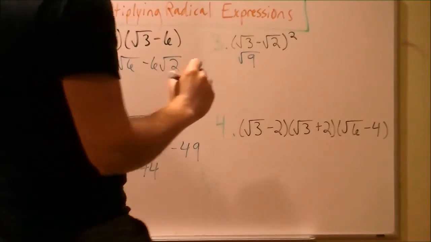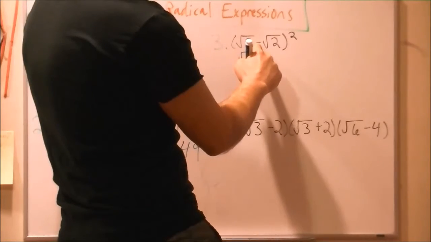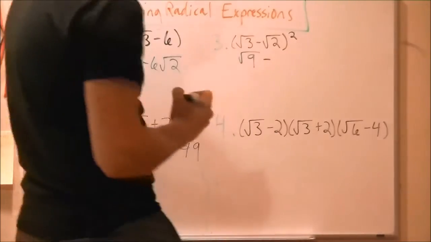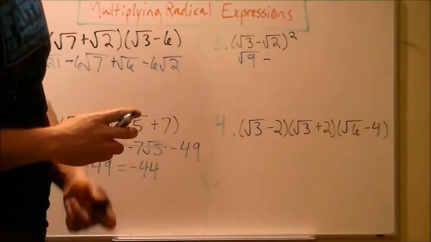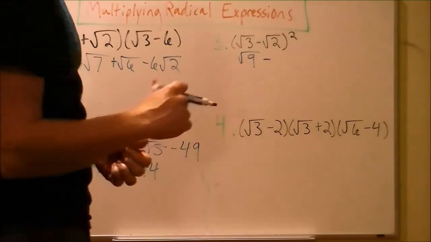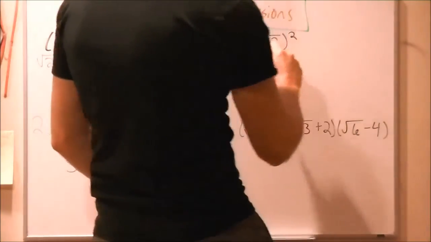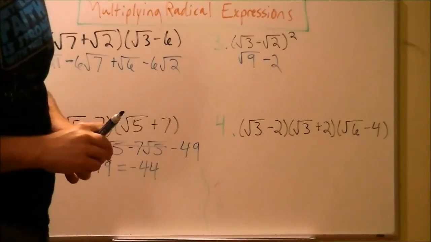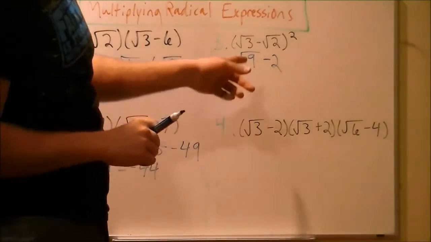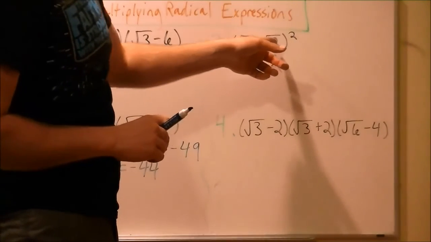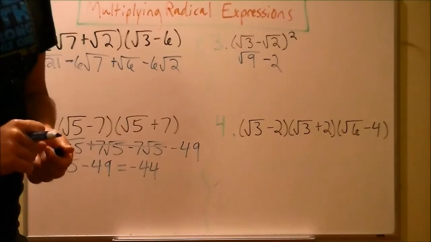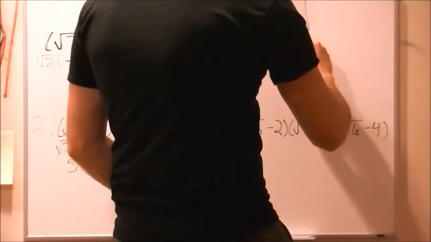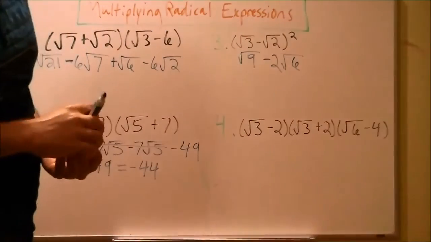Okay? Now we're going to have a middle term, and because there's a minus sign in this perfect square, the middle term is going to be a negative. And what that middle term is, is 2 times a and b, or both numbers multiplied together. Okay? 2 times a and b, which is the square root of 3 times the square root of 2. And what's that? The square root of 3 times the square root of 2 is the square root of 6, okay?